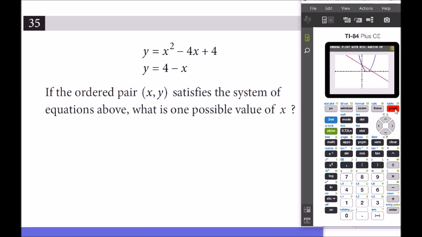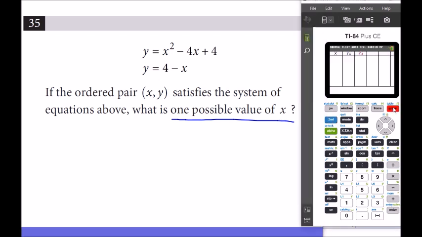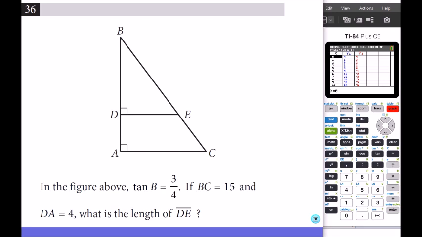So what are the possible x values? This one is 0, and here it looks like 3. You can go to second graph, table, and see where they have the same y's. 0, 4, and 3, 1, 1. So you can either write 0 or 3. Put 0. Okay, they're both correct.